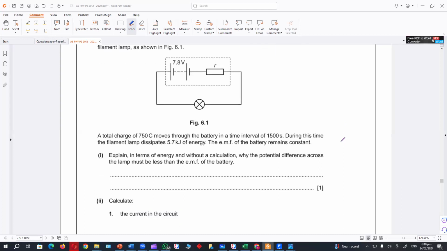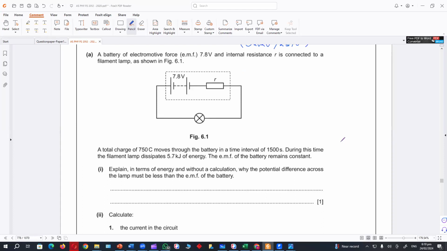What is the concept there? Actually, EMF is the total voltage produced by a battery. Some of the voltage is lost within the battery and the remaining is available for the external circuit. This is the issue of internal resistance. Internal resistance always utilizes some of the electrical energy in the circuit.